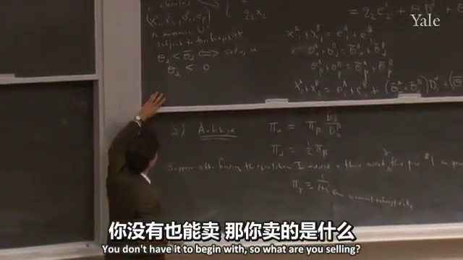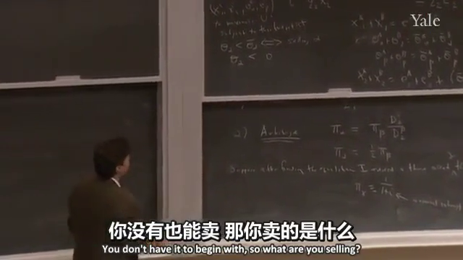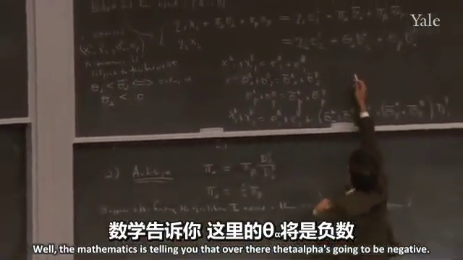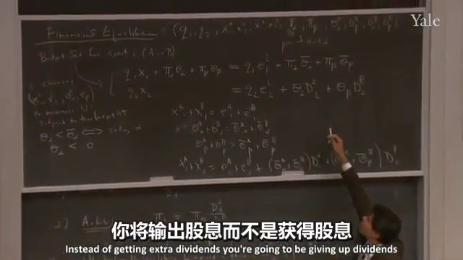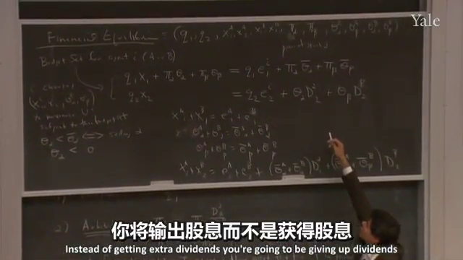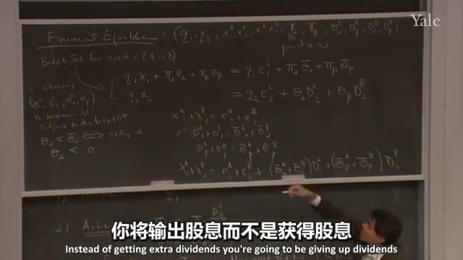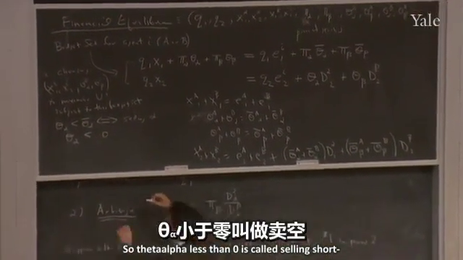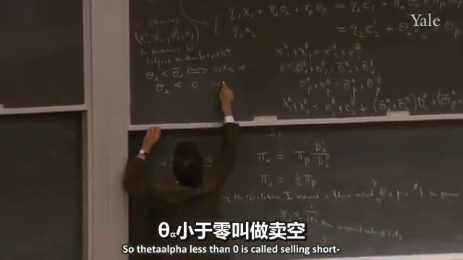You don't have it to begin with. So what are you selling? Well, the mathematics is telling you that theta alpha is going to be negative. Instead of getting extra dividends, you're going to be giving up dividends because it's going to reduce your supply of money. So theta alpha less than 0 is called selling short.